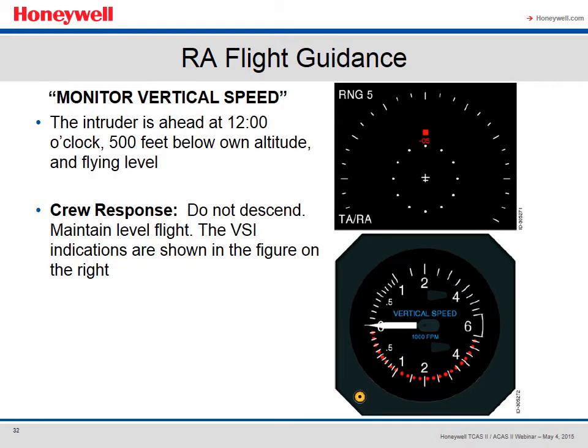In this example, the intruder is at 12 o'clock, 500 feet below your altitude. The resolution advisory is "monitor vertical speed." The pilot should maintain level flight. Do not descend. The TCAS will present a red light band on the vertical speed indicator as a do not fly to area.